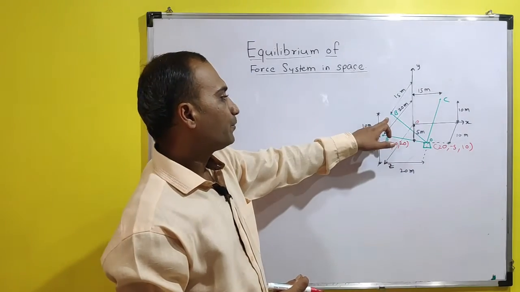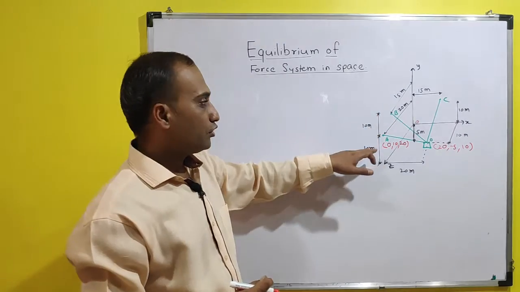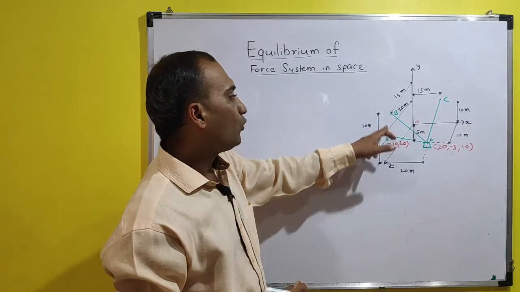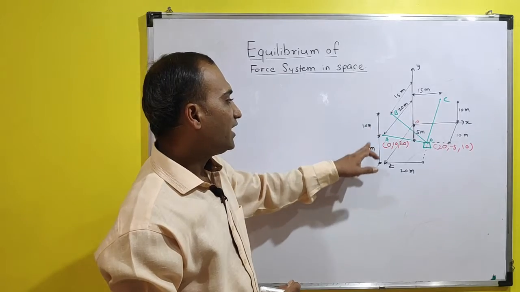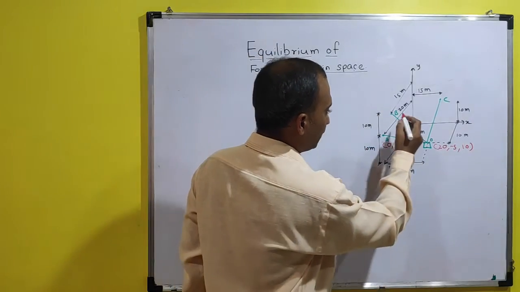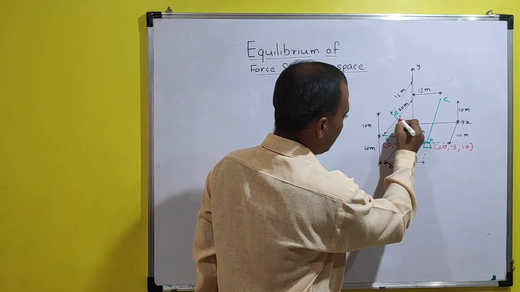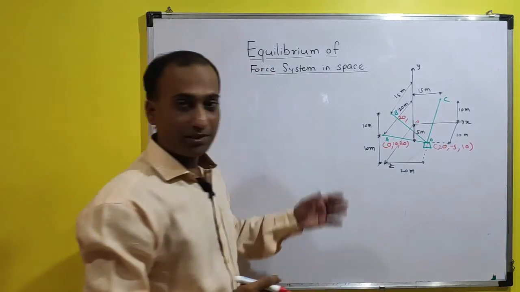Similarly for B, it is also lying in the YZ plane. So parallel to Y axis the distances are 10 and 10 meter. So total height is 20 meter. So here the Y coordinate for this B will be 20. And what will be the X coordinate?